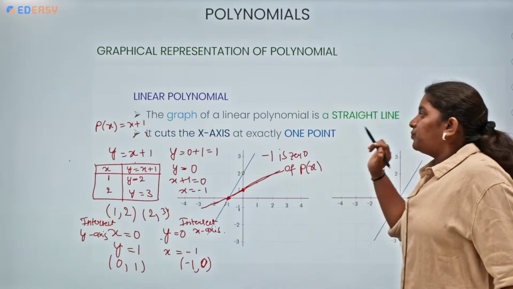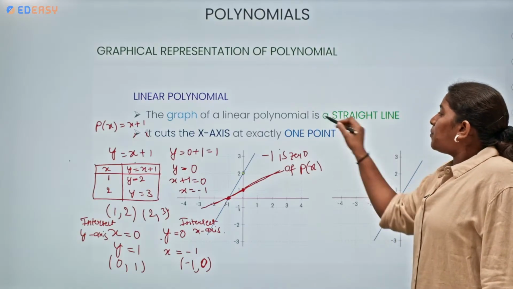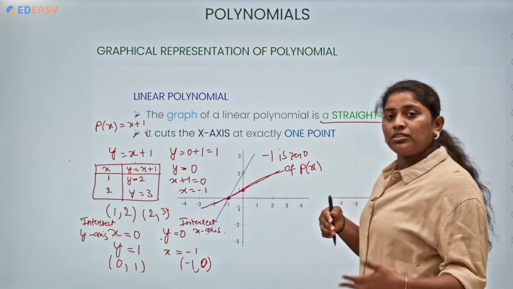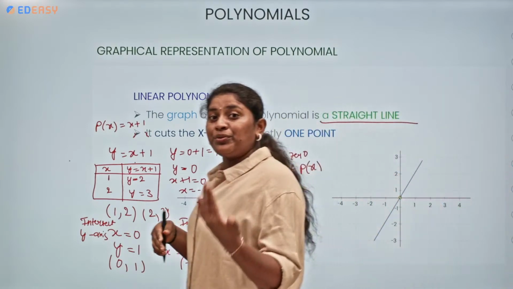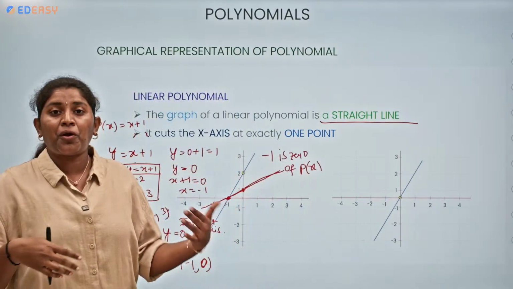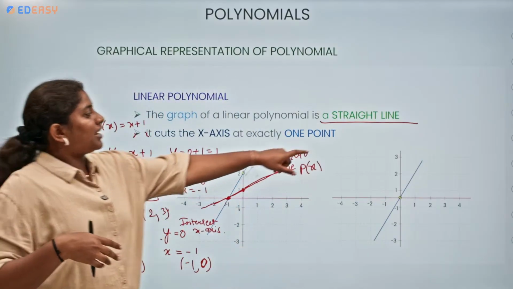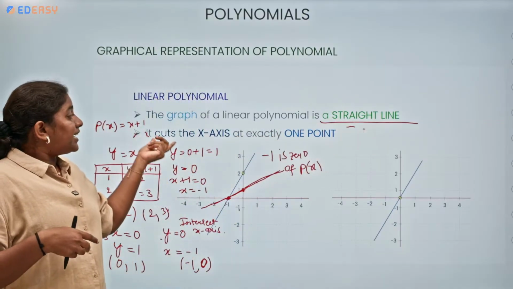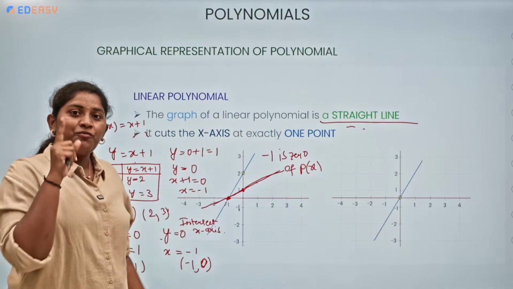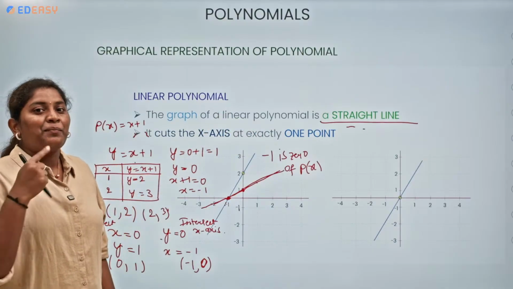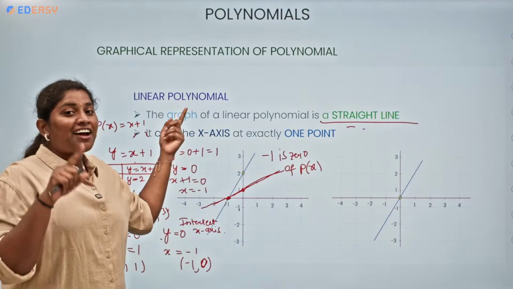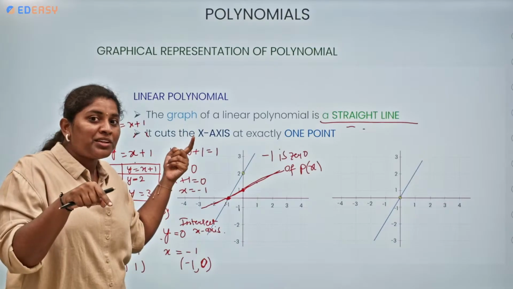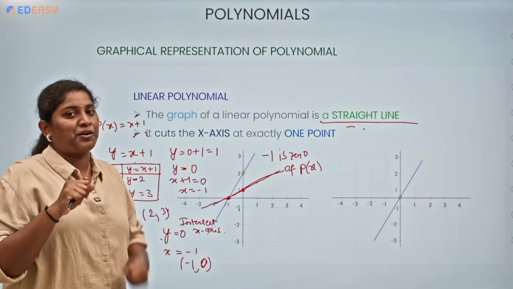Now, the graph of your linear polynomial is always a straight line. Fine. So, whatever linear polynomial you take, try to take different points and plot them on the graph. Then you can find the graph will always be a straight line. And next, it cuts the x-axis at exactly 1 point. Why? Because a linear polynomial has degree 1. So, the zero also will be 1. So, a linear polynomial is going to intersect the x-axis at 1 point.